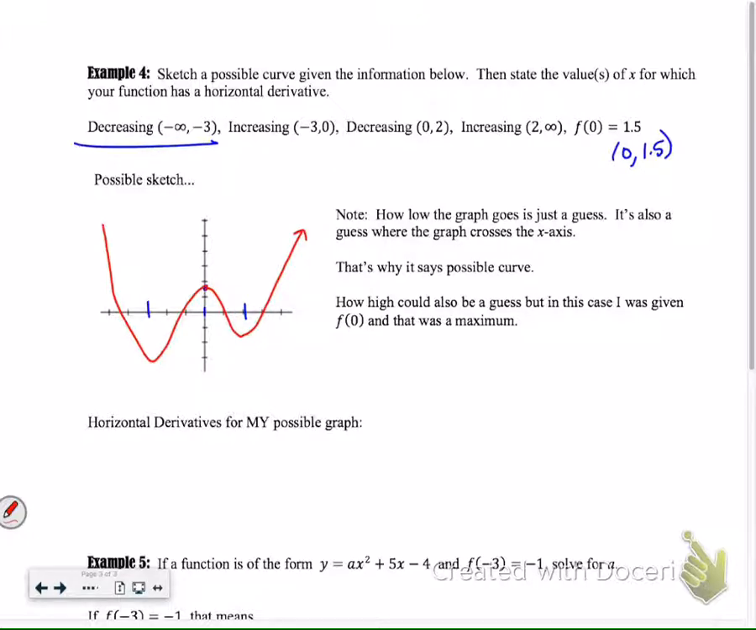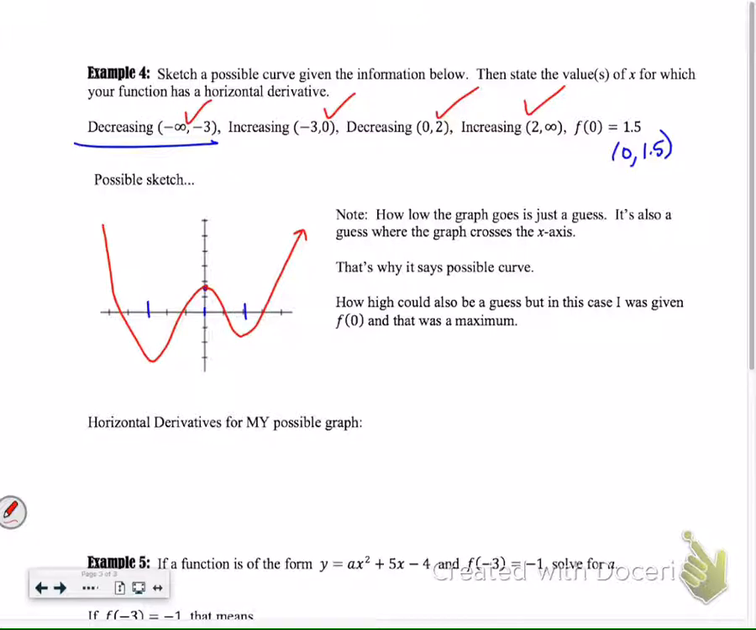Now, my suggestion would be, if you are asked to draw a sketch like this, to look at your sketch again and see, okay, so when is my graph going to be decreasing? It's decreasing from as far as I go left until I get to -3. Check. Okay, we're increasing from -3 until I get to 0. Check. We're decreasing from 0 to 2. Check. And we're increasing from 2 to infinity. And hey, f of 0 is 1.5 is on my graph.